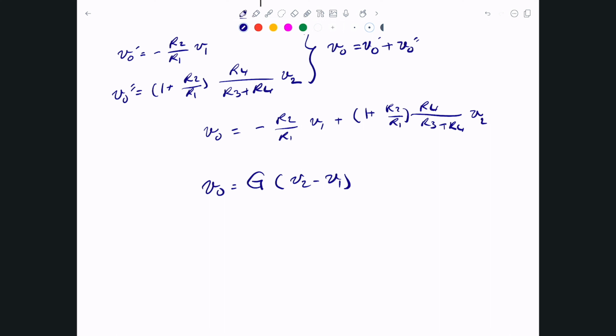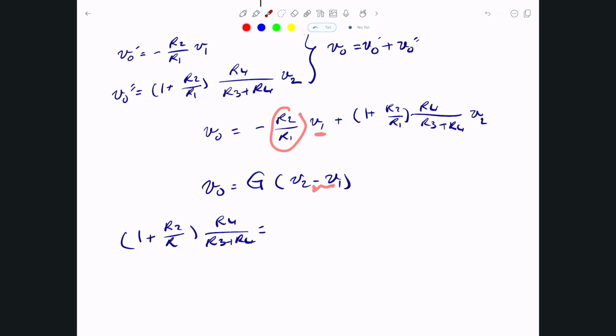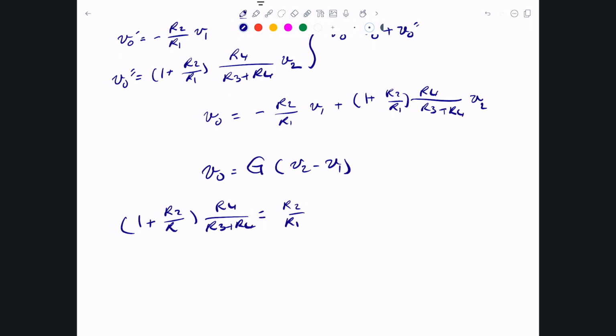So all you have to do is set the V2 amplification, 1 plus R2 divided by R1 times R4 divided by R3 plus R4, to be exactly equal to R2 divided by R1, because the negative goes with the V1 in here, so keep it. So that becomes R2 divided by R1, and now we do a little bit of algebra, and you can spend the time on it, and what you'll end up with is the following: R1 divided by R2 should be equal to R3 divided by R4.